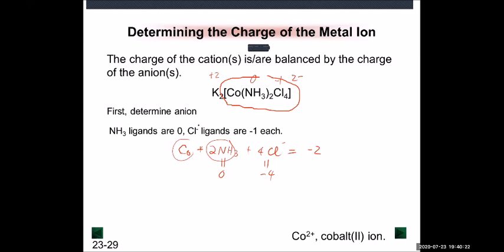Okay, to study the magnetic properties and electron configurations of complexes, we need to know how many d electrons are in the ion, in the metal ion.